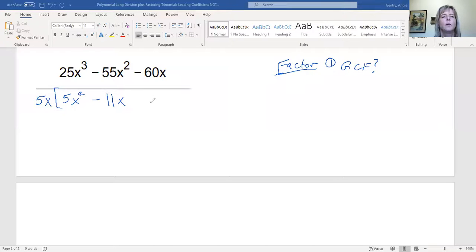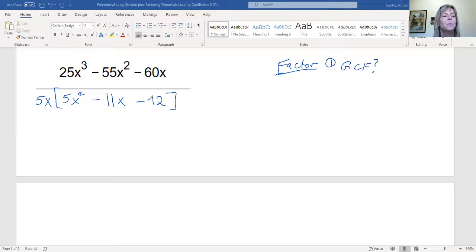5x times what is negative 60x? Negative 12. And then I have to watch my basic math. You have a calculator, so it's the end of the day. I'm kind of, I get slower as the day gets longer.